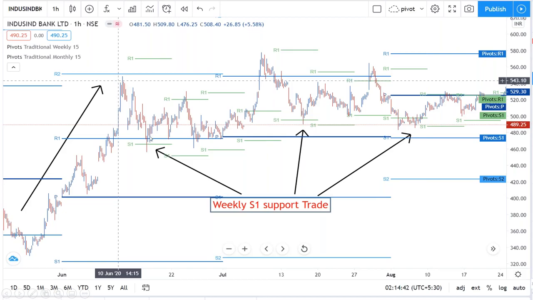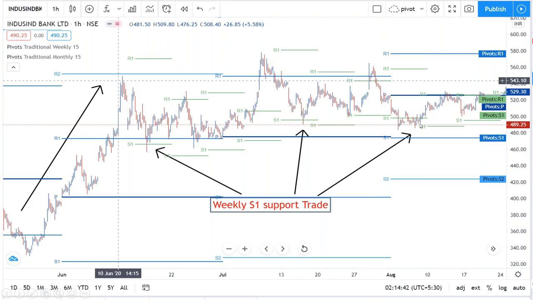Now here entry would be on the close of this candle or above it, and stop loss would be below this candle. Now this same pattern repeated on 13 July. When price went up strongly, it came down and tested the S1 level. Price was already above the monthly pivot and tested the weekly S1 level and bounced from there.